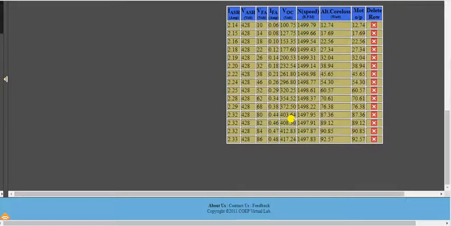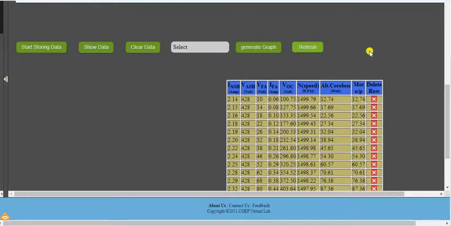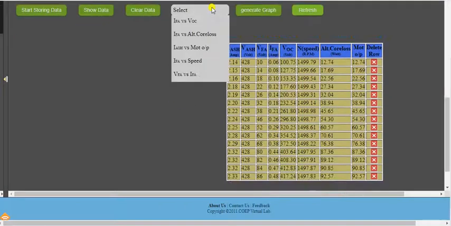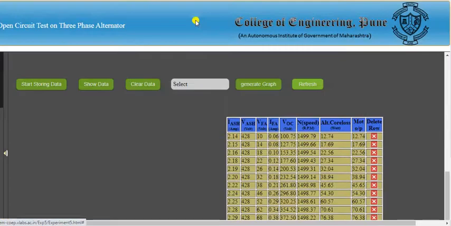We have got the observation table, and you can clearly see the speed is decreasing by some value. This is the last row of the observation table, where motor output and alternator core loss in watt are there, RPM is shown, VOC is shown. Now we have to draw the graph. Select from here between IA, field current and open circuit EMF, and generate graph.